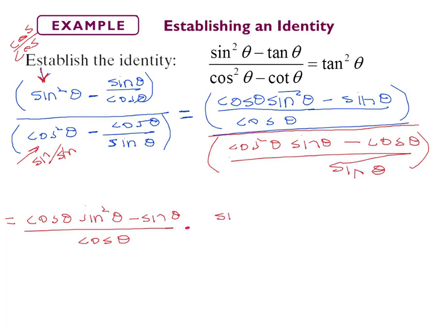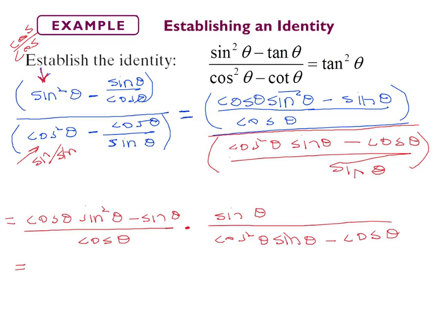Times the reciprocal of the denominator. I'm sorry about my handwriting, I really am. It's just this thing is kind of a little bit hard to write on. Okay. And then is there anything I can do now? Oh, now you can cancel out the cos theta sine squared theta minus sine theta.